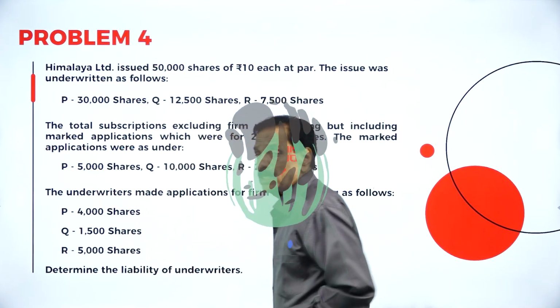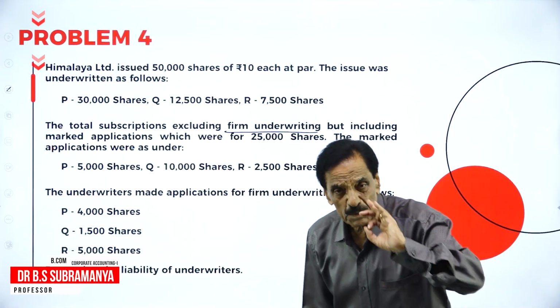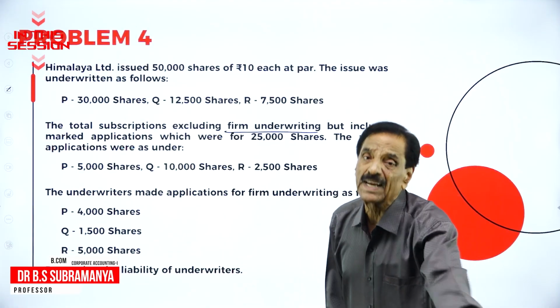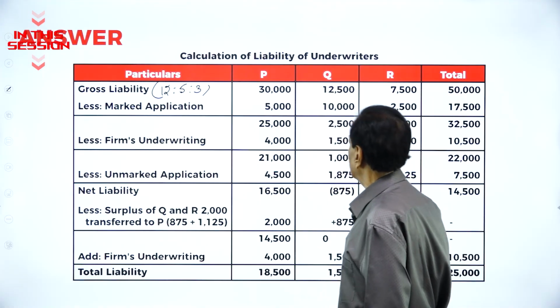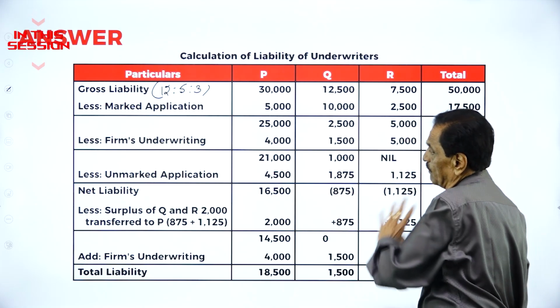P takes the responsibility. I am going to underwrite about 30,000 shares. Firm underwriting means the responsibility: I will definitely take the shares. Marked applications are 5,000, 10,000, 2,500.